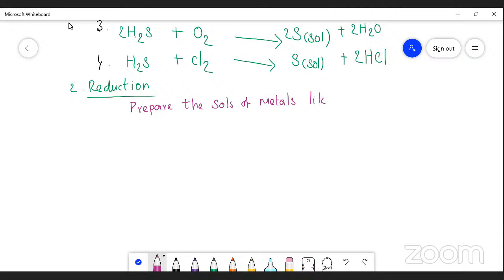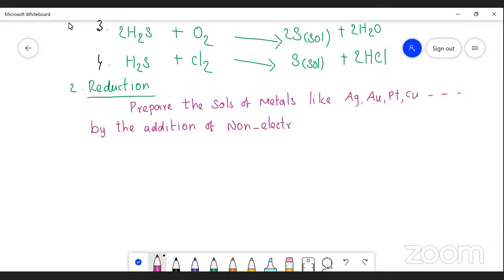So salts of metals like silver and gold and platinum and copper are prepared by the addition of non-electrolytes. What is that? Non-electrolyte.